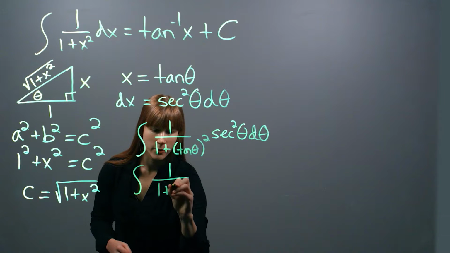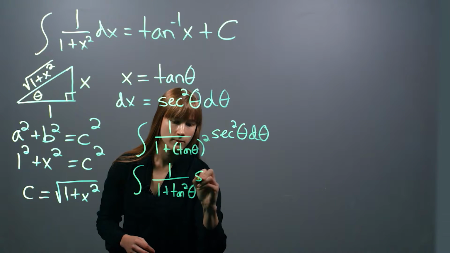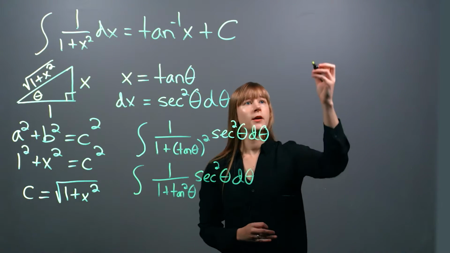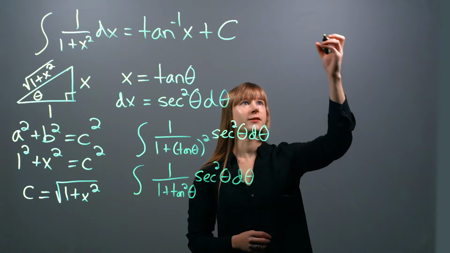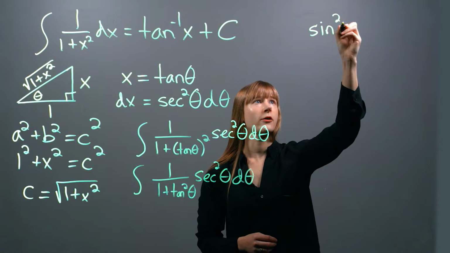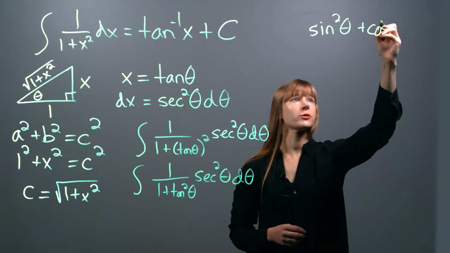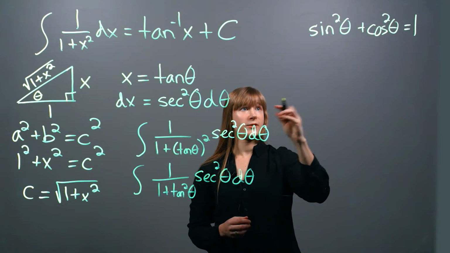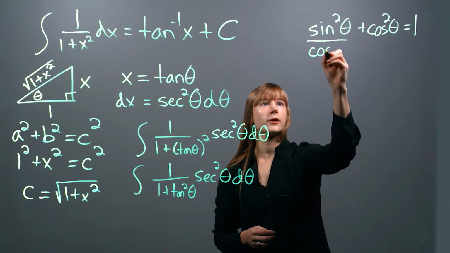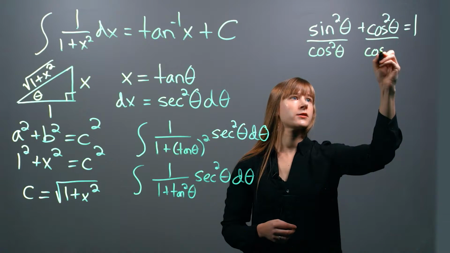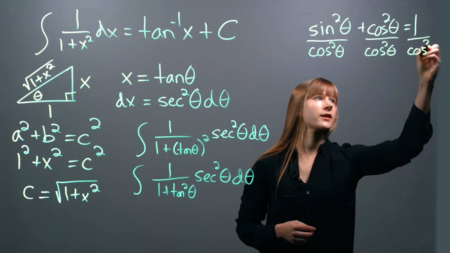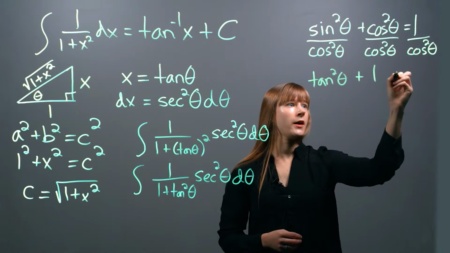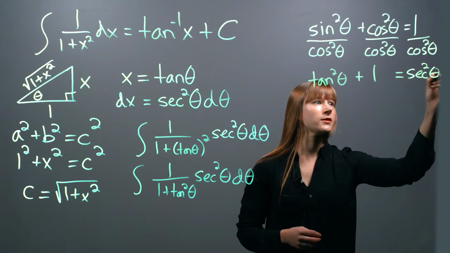I am definitely taking up too much room. So this so far looks worse than it was to begin with. But if we think about our Pythagorean identity, most of us know that sine squared theta plus cosine squared theta equals 1. If you have trouble remembering the other Pythagorean identities, think about dividing everything by another trig function. So I will divide by cosine squared. So sine over cosine is tangent, and 1 over cosine is secant.